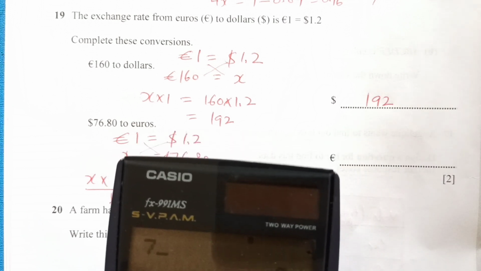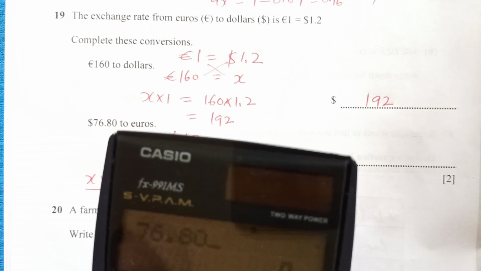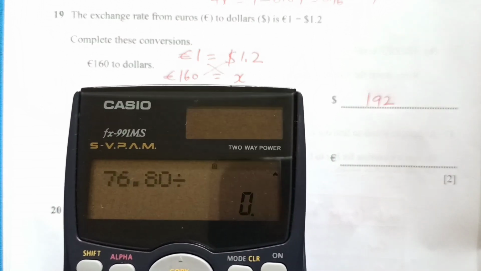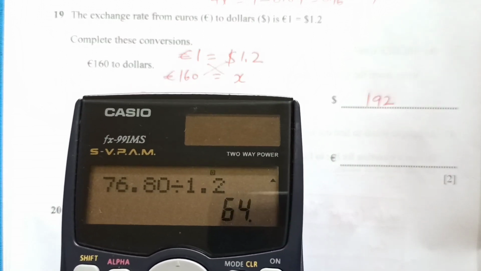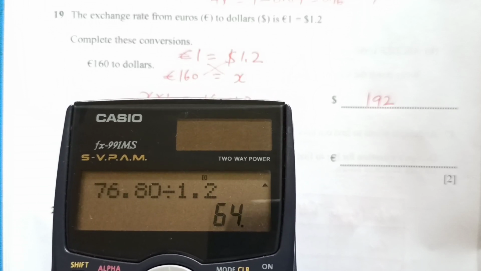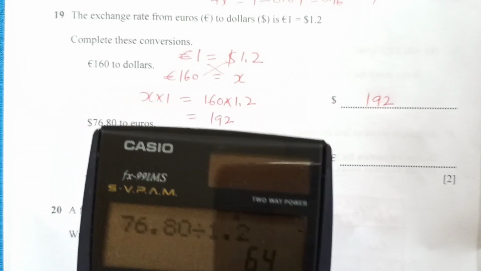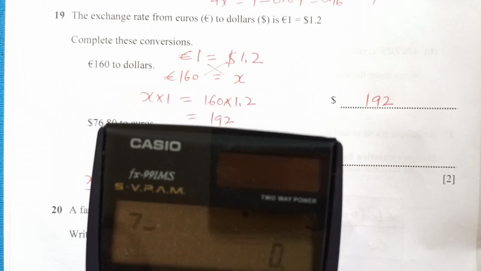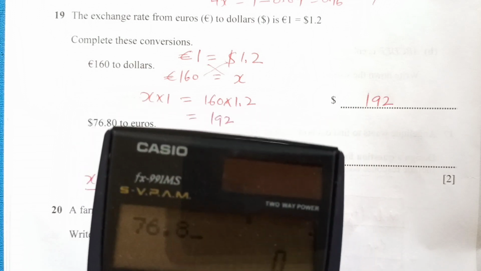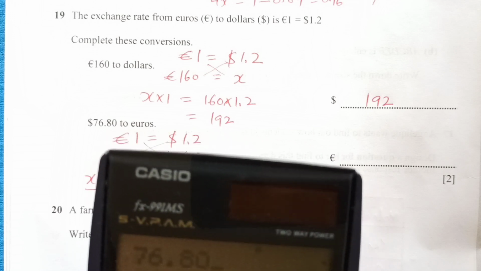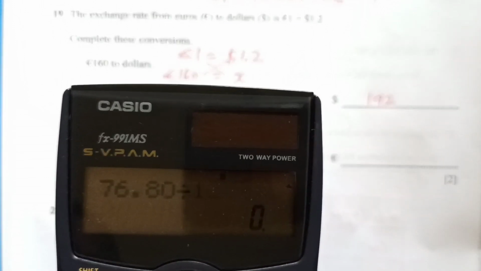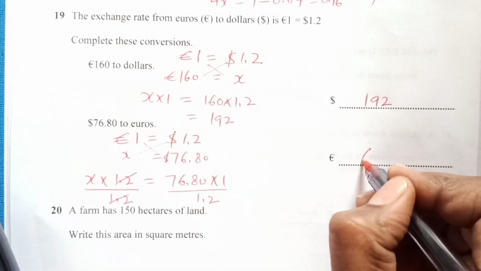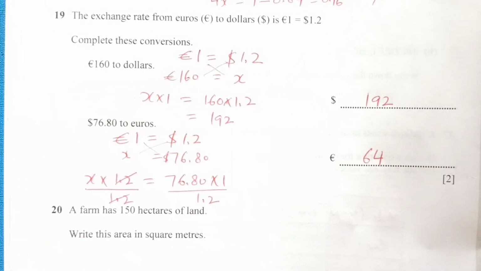So 76.80 divided by 1.2. So it is 64. Wait, let me check again. 76.80 divided by 1.2 is 64. So our answer is 64 euros.